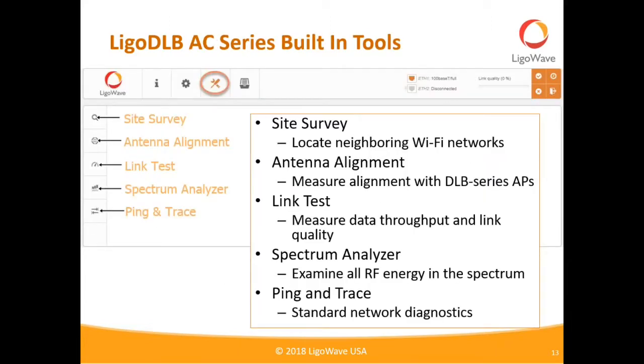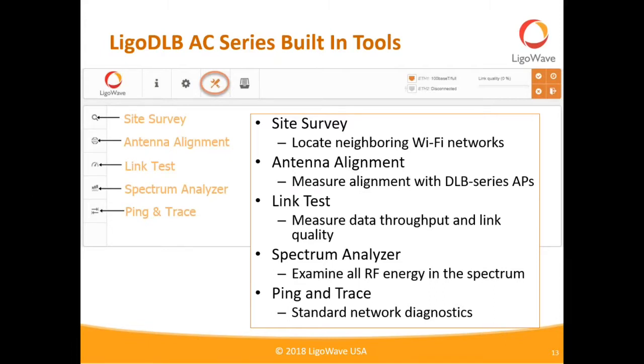There are built-in tools in the software. So we have site surveys. What that does is basically put the AP in sniffer mode. It's listening for beacon frames, and it's locating neighboring Wi-Fi networks, and it'll tell you, okay, here are the neighboring Wi-Fi networks I see, what channel they're on, how strong I see them. We have an antenna alignment tool, which will actually measure the alignment with the remote DLB series AP and give you metrics in terms of how to improve that alignment if you need to.